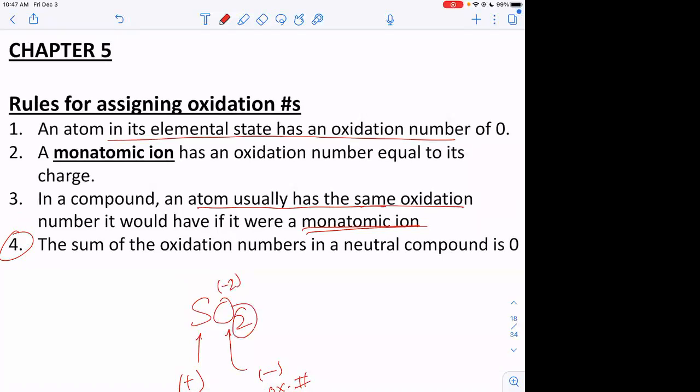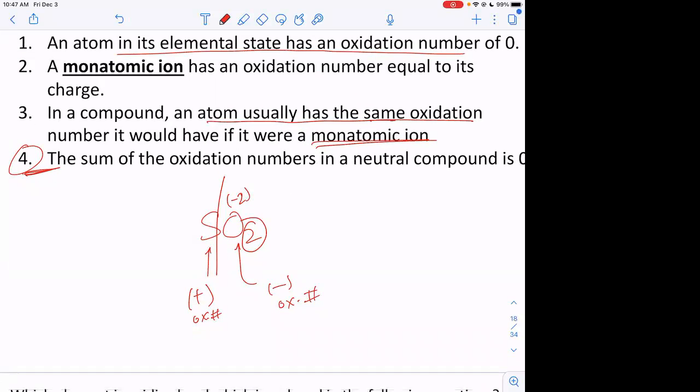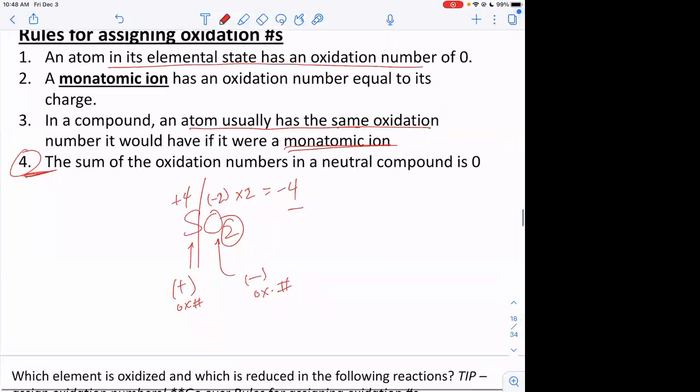Now I have 2 of those in my compound. If I apply rule number 4, which says it all has to add up to 0, I say -2 times 2, which means the negative side comes out to -4. So whatever the sulfur is, it's got a positive oxidation number to balance this to 0. And if I've got -4 on one side, this sulfur has to have an oxidation number of +4. And that's kind of weird. Normally sulfur, because it's in the same group as oxygen, would behave just like oxygen, but here it's different. This is an example of how this can sometimes be different.